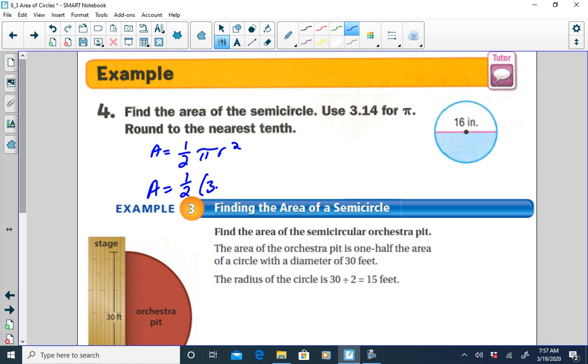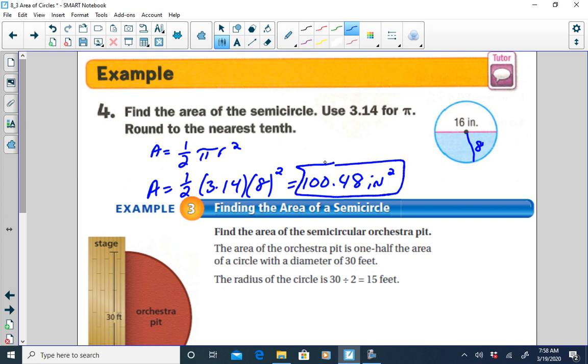We're told to use 3.14 for pi. Our radius here is going to be half of the diameter. So if the diameter is 16, the radius we're going to have to use here is going to be 8 inches. So we're going to use 8 in our formula, but we have to square that. So if we do 1/2 times 3.14 times 8 squared, that's going to be equal to 100.48, and those are square inches, right?